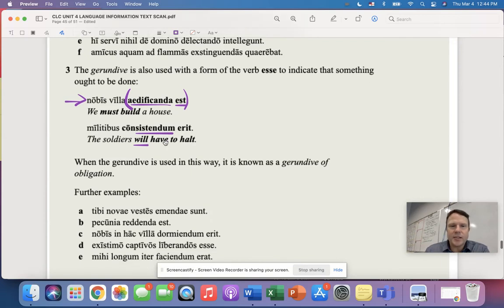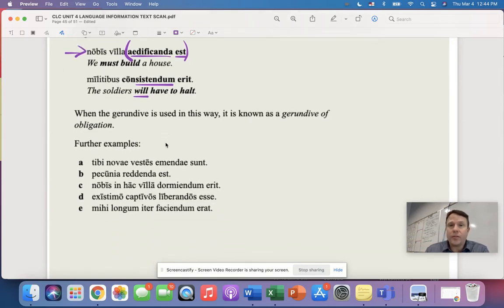Now let's look at our examples here. I want you to pick out the gerund, just the gerund in number 1. All right, you're right. Emendi is the gerund. Now, what do we call the gerundive plus the verb to be? That's right, that's called a passive periphrastic. The big thing here is how do we translate this? How do we translate tibi, novi, vestes, emendi, sunt?